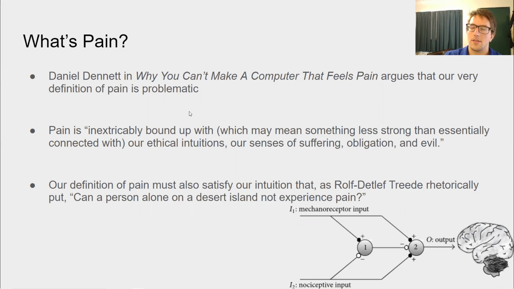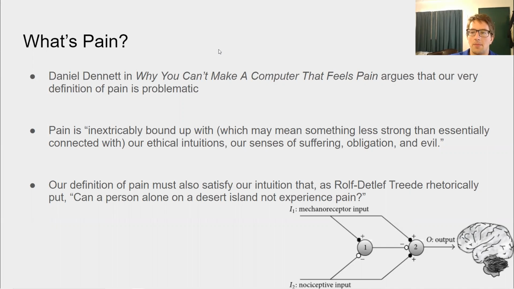And throwing a definition around this is something that philosophers, biologists, and neuroscientists have struggled to make sense of for decades. One such philosopher, Daniel Dennett, in a paper, Why You Can't Make a Computer That Feels Pain, argued that our very definition of pain is inherently problematic, that it's inextricably bound up in our ethical intuitions, our senses of suffering, our obligations, and even our sense of evil.